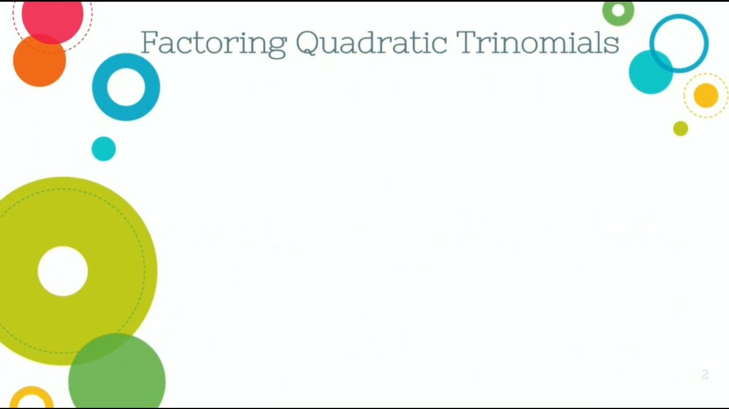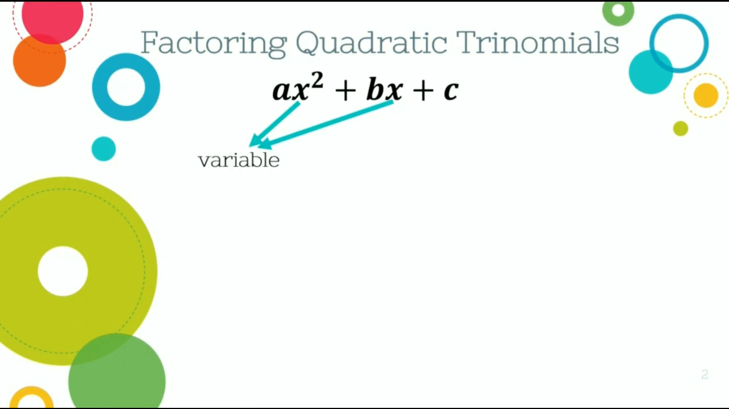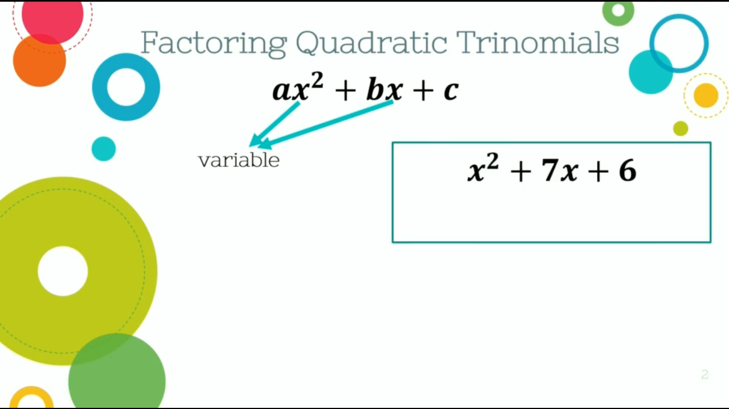A quadratic trinomial is an expression in the form ax squared plus bx plus c, where x is a variable and a, b, and c are non-zero constants. The constant a is called the leading coefficient, b is called the linear coefficient, and c is called the additive constant. Example, the expression x squared plus 7x plus 6 is a quadratic trinomial with coefficients a is 1, b is 7, and c is 6.